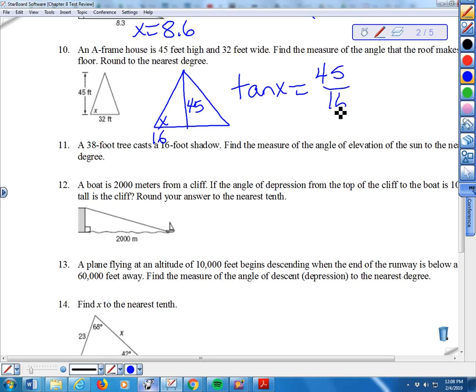Okay, if I'm looking for an angle, I'm going to use the inverse tangent function. So it's inverse tangent of 45 over 16, which is, if I do inverse tangent, 70.4 degrees. It says nearest degree, so 70 degrees.